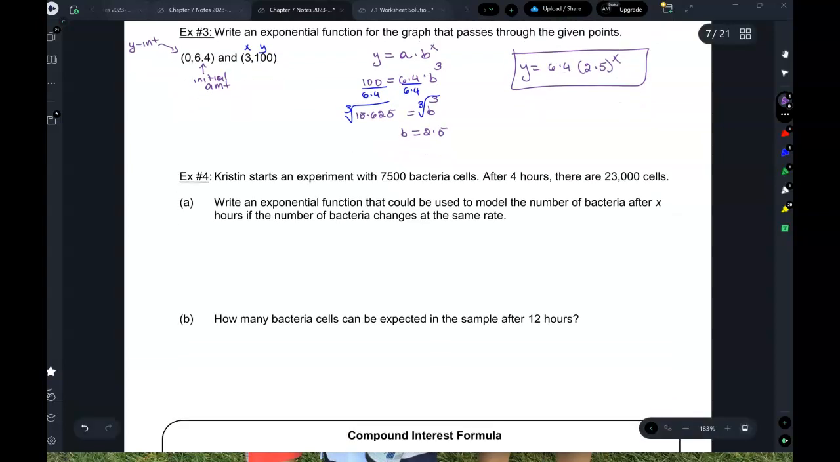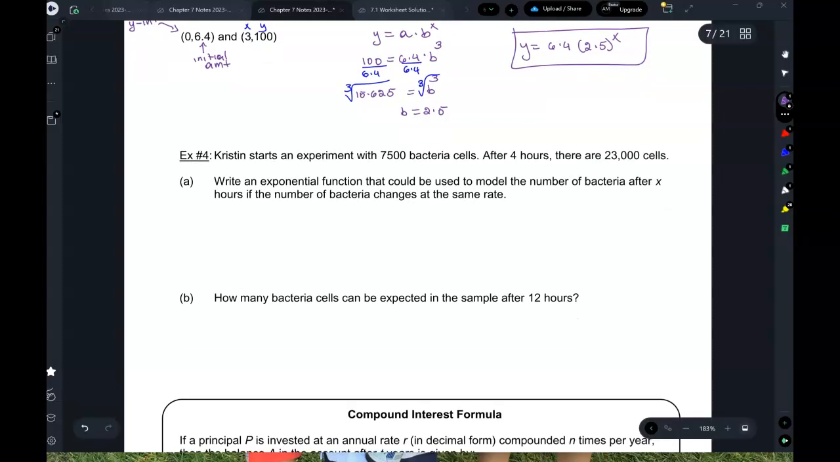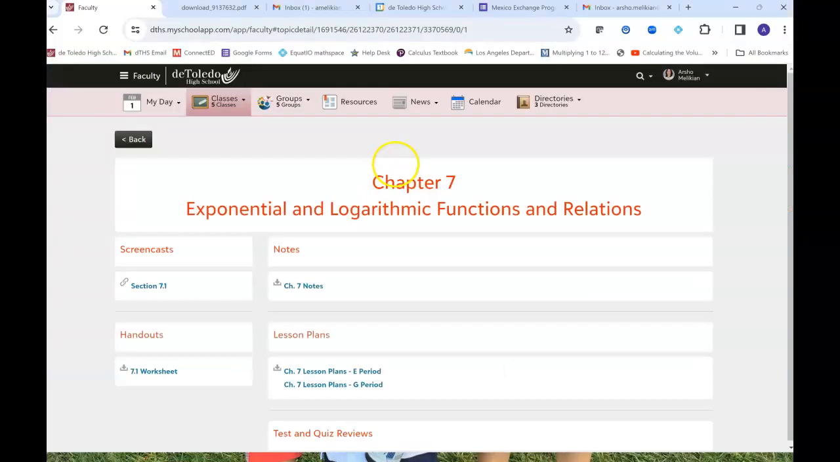Kristen starts an experiment with 7,500 bacteria cells. After 4 hours, there are 23,000 cells. Okay, so you have to identify two things: an initial amount and another point in time. Okay, this is the initial amount.